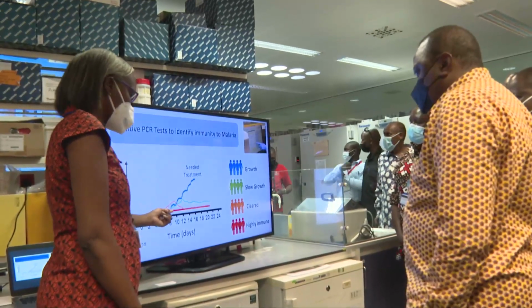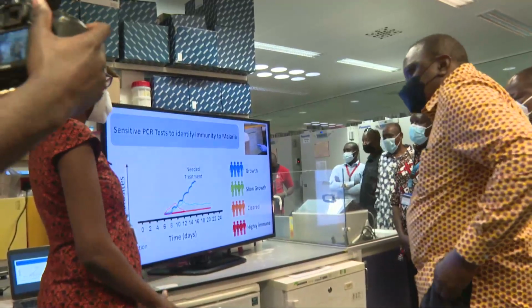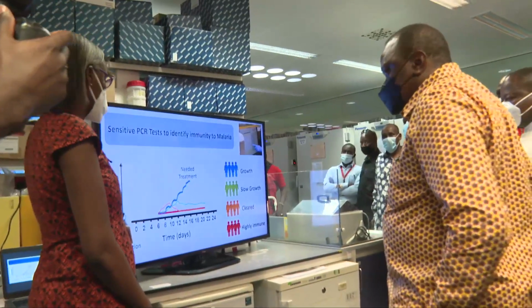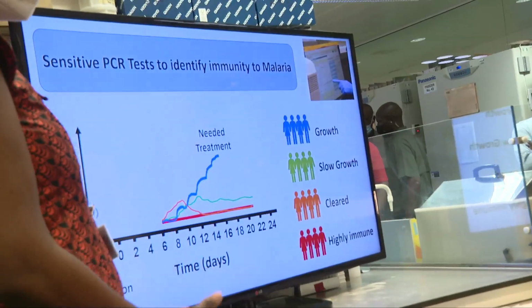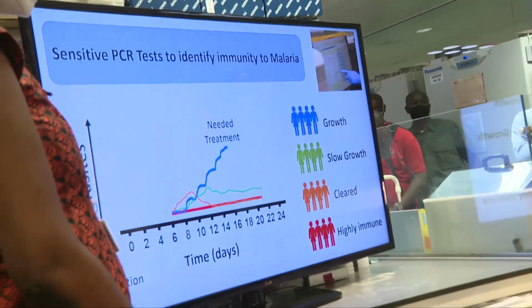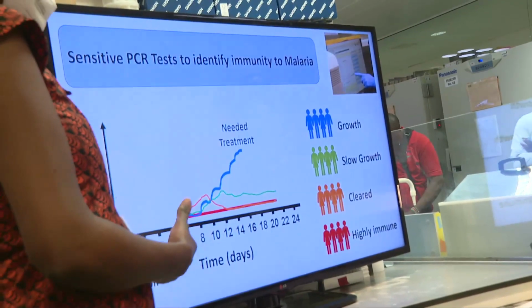Now what's interesting is the red line, which are the individuals who do not have any parasite growth at all. And so this means these individuals have immunity to malaria. So these are the individuals that are interesting, and we would like to study them further so that we can inform vaccine design, which you'll be told about in the next slide.